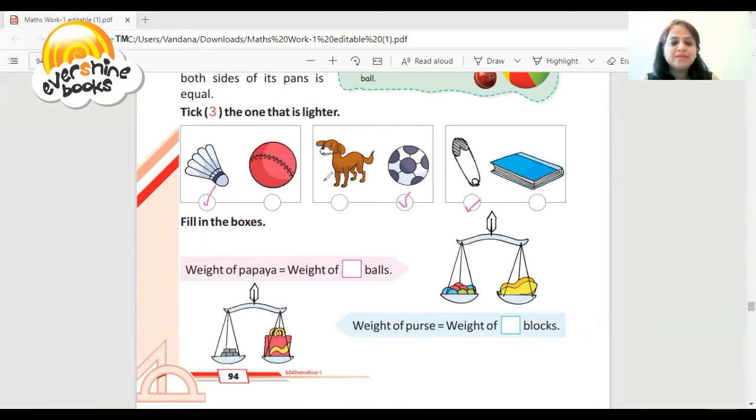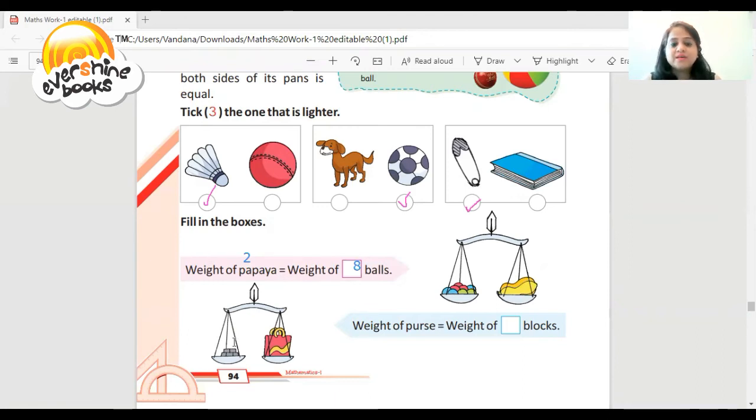Now, students, come to the weight of papayas and the weight of balls. How many papayas are there? 1, 2. 2 papayas are there. And the weight of how many balls? 1, 2, 3, 4, 5, 6, 7, 8. 8 balls. So, students, 2 papayas are equal to how many balls? 8 balls. So, write here 8 balls, because 2 papayas are equal to the weight of 8 balls.